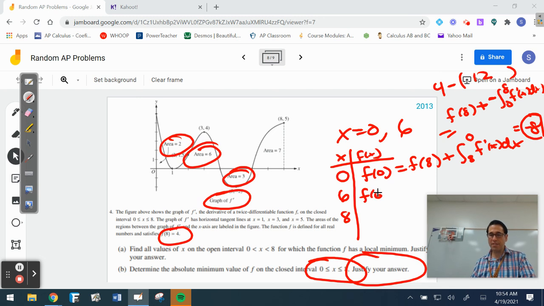But I also have to find f of 6. Well, what's f of 6? It'd be f of 8 plus, I'm going to go from 8 to 6 of f prime of x dx.